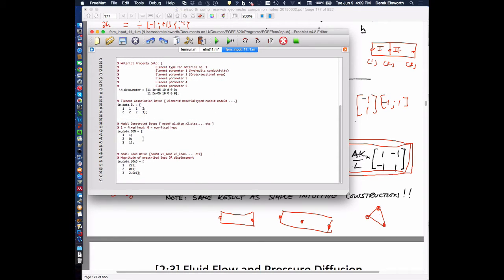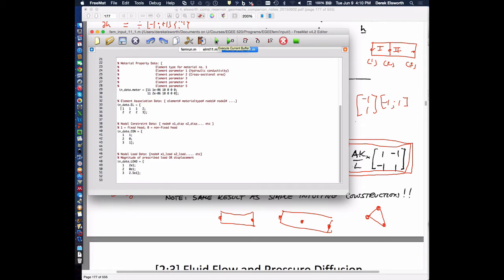It puts the boundary conditions in here. 1 defines a prescribed head. 0 defines a prescribed flux. Head prescribed at node 1. Flux at node 2 in the middle, which is 0. And head at node 3. The magnitudes of those heads are 20 meters at the left-hand side. The flux magnitude is 0 in the middle, because what we said before about inflow from one element being the outflow from the other. And the upstream head is this, 25 meters.